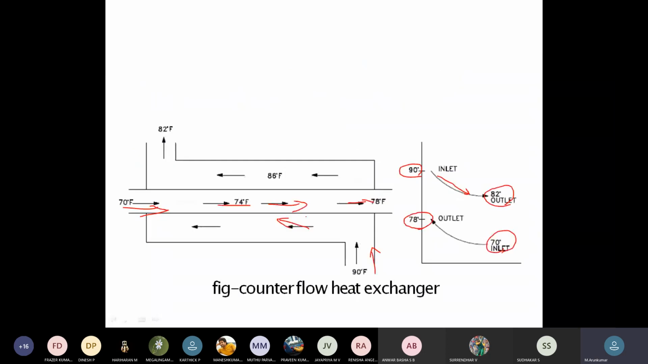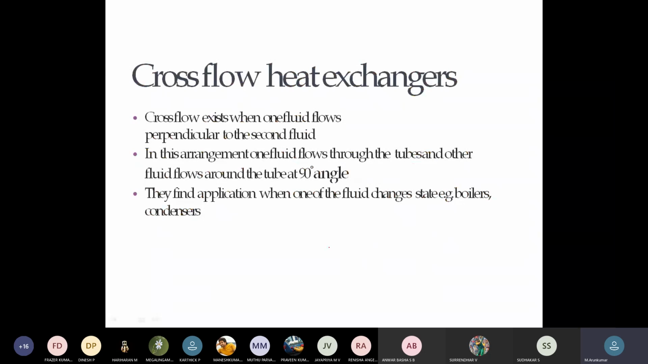In both the counter flow and parallel flow, the flow is at 180 degrees or 0 degrees, so the direction of the flow is parallel. In parallel flow there is 0 degree, in counter flow there is 180 degree, whereas in the case of a cross flow heat exchanger, we have to cross by 90 degrees. So we have to pass both the fluids at 90 degrees.